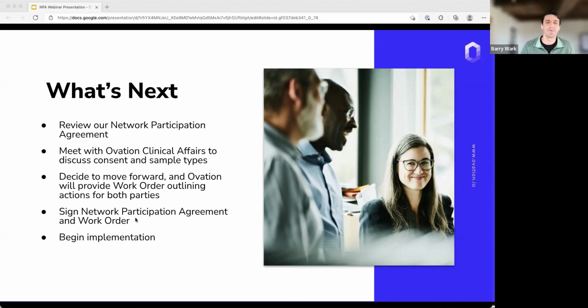Ovation will then develop a work order that describes the scope, approach, and details, including timeframes for how our team will work with you to assist in implementing the Ovation Research Network activities in your lab. And that document will be informed by your meeting with our clinical affairs team. To join the Ovation Research Network, you'll sign the network participation agreement and the work order at the same time, and then we'll get started.